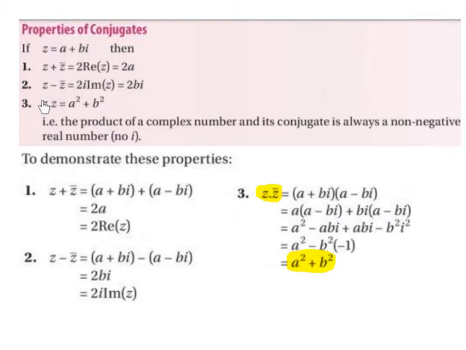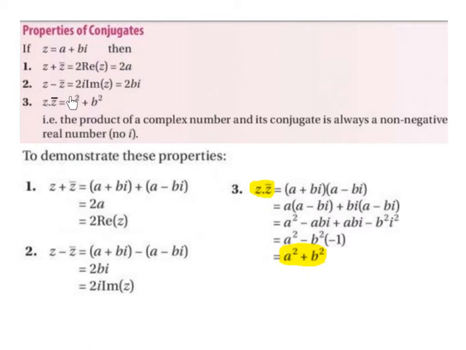Property 3, z times z, that should actually say have a bar on top of it. So it's z multiplied by its conjugate is equal to a squared plus b squared, i.e. the product of a complex number and its conjugate is always a non-negative real number with no i. So we take the real part, we square it, we take the imaginary part, we square it, and we add them.